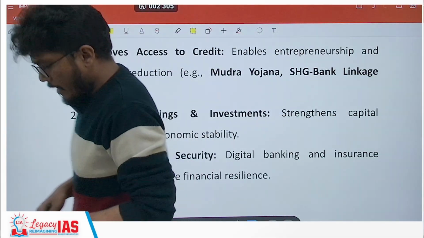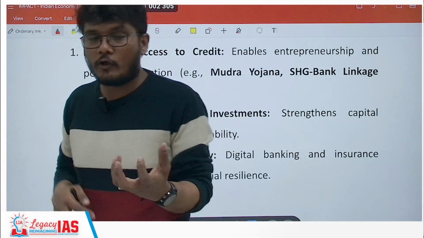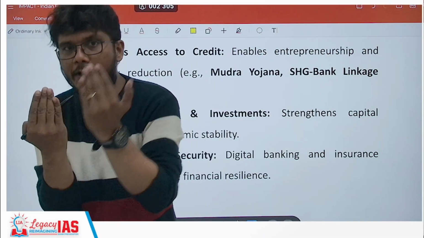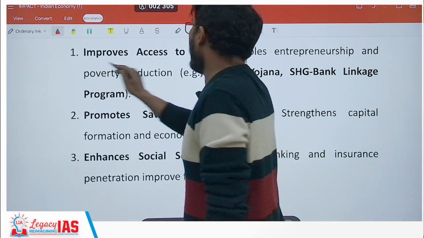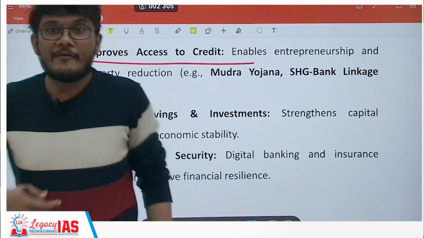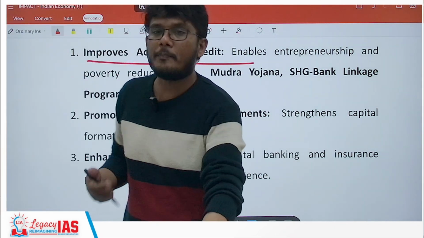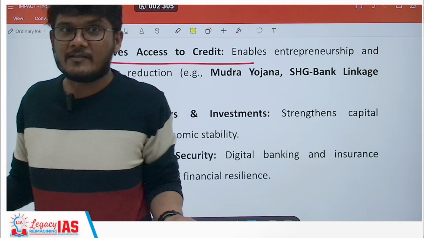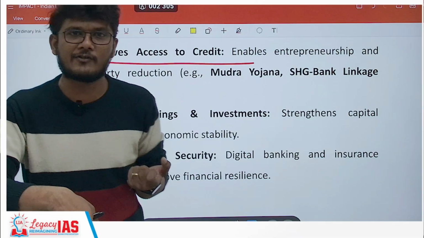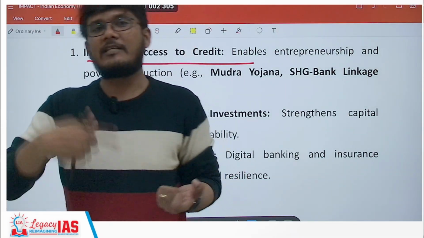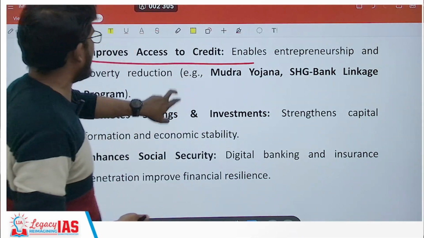When financial inclusion happens, you need to tell how it is going to lead to economic growth. That is very important. So you talk about improved access to credit. When credit becomes easy, more and more people would be able to start their business easily. Getting credit is one of the factors of ease of doing business. Easier credit makes it easier to start a business.